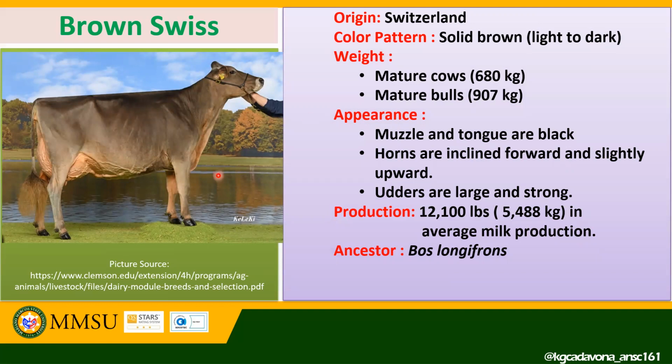So for the color pattern, brown Swiss are solid brown as you can see in the picture, ranging from light to dark. And basically, these are large frame cattle. So mainly ibig sabihin, they are large boned and structurally sound with a reputation of excellent grazers. And if we look at the population worldwide, the brown Swiss, they are second in total number of cows, from the Holstein as the number 1.